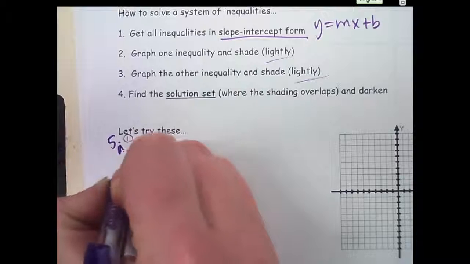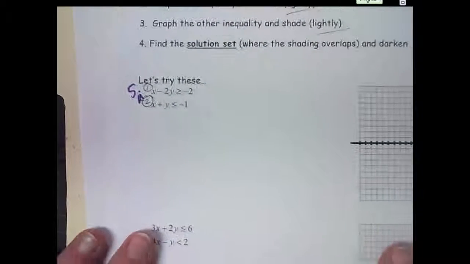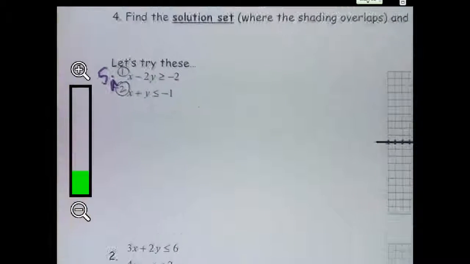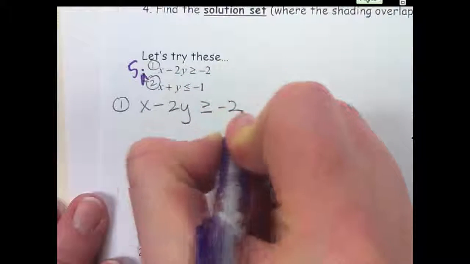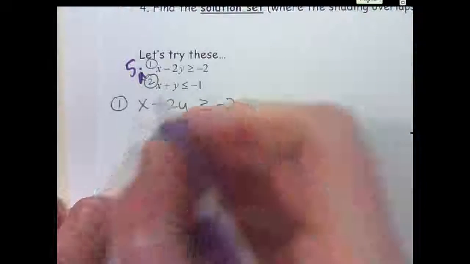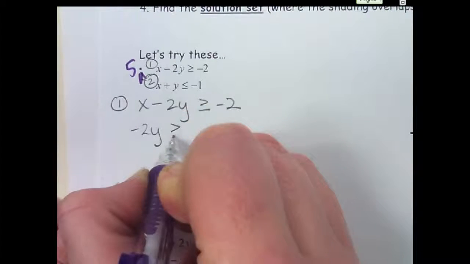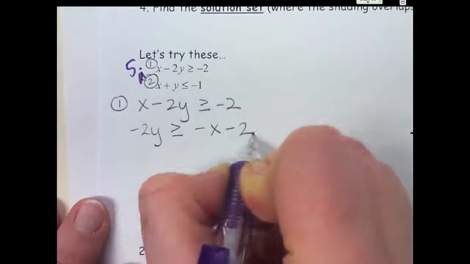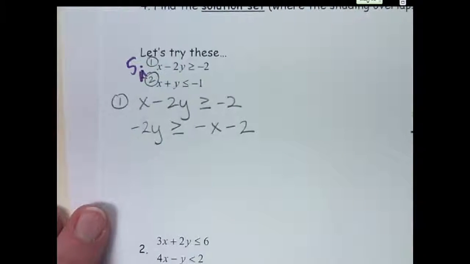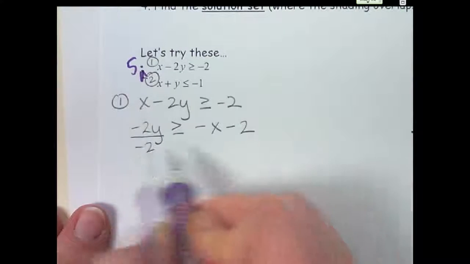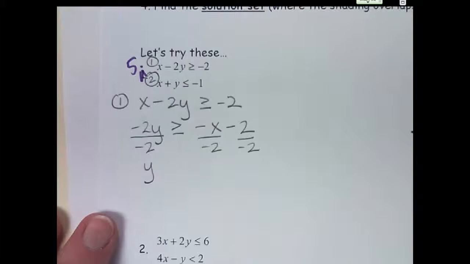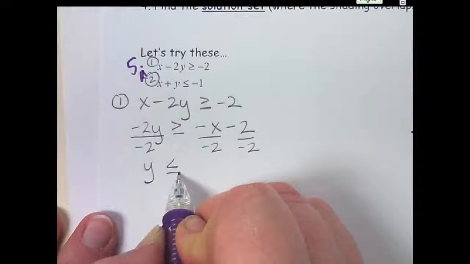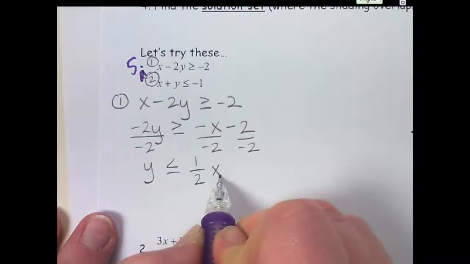Okay, so same process as before though. Let's label or number our equations 1 and 2. And let's get y by itself. So number 1. So I'm going to subtract the x over first. Negative 2y is greater than or equal to negative x minus 2. How would you solve for y? Divide by negative 2. But what happens when you do that? Flip the sign. Don't forget that, or your whole answer will be incorrect. So it becomes less than or equal to positive 1/2 x plus 1.